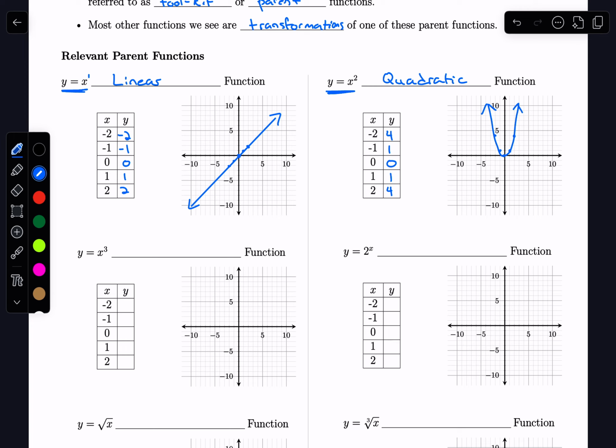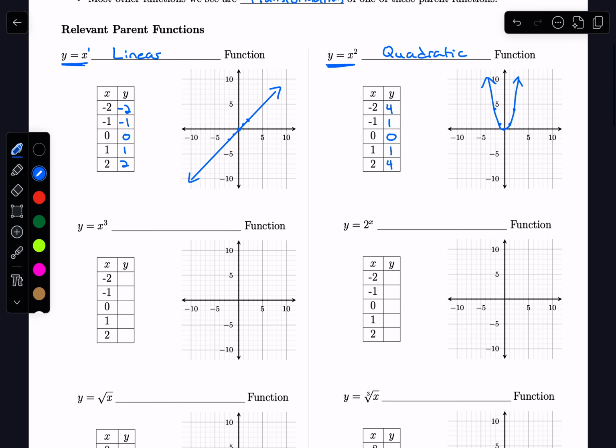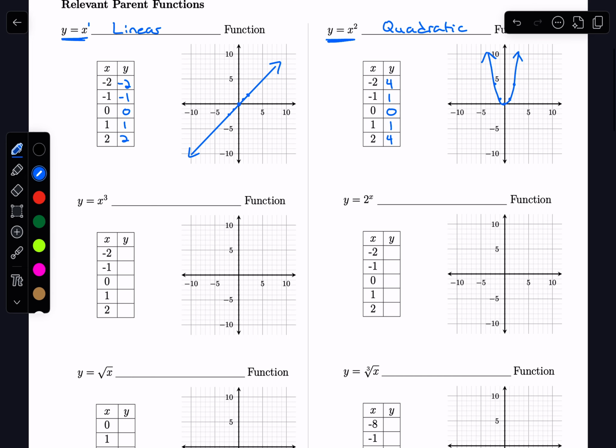Notice that so far we have infinite domains, meaning nothing is restricted, and we also don't have any breaks or jumps in the graph. Nice, continuous, smooth graphs. That's going to continue for our third function, x cubed.